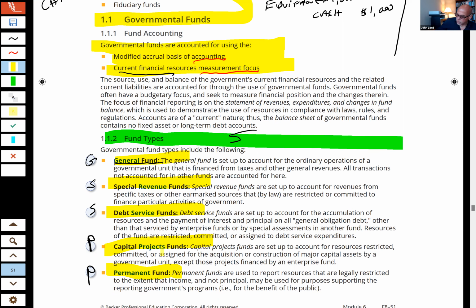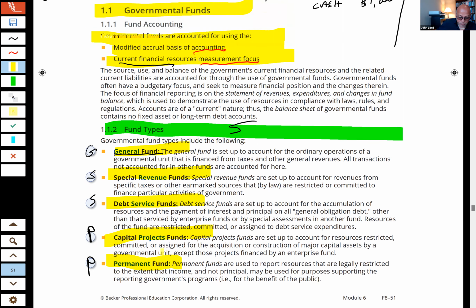Okay. So they'll say, which of the following funds uses modified accrual basis of accounting, current financial resources? They'll give you one of these as the correct answer. And of course, the other 4 will potentially be a fund that appears in another category that we're going to look at in a minute, or maybe they'll just make some silly name of a fund up that is not relevant.